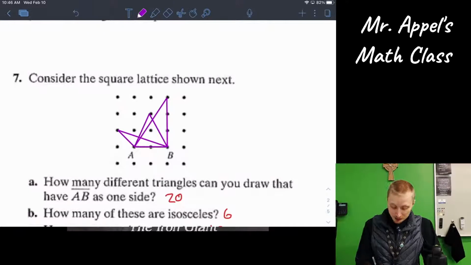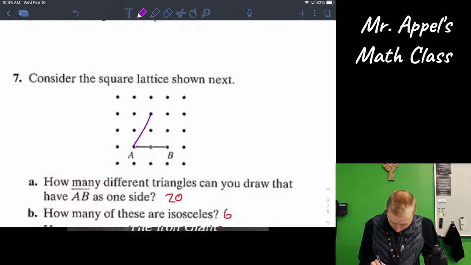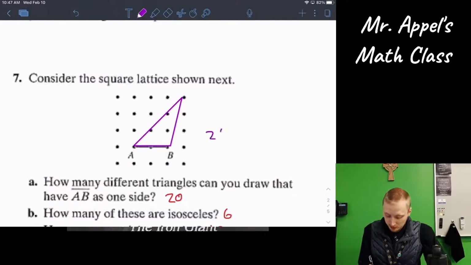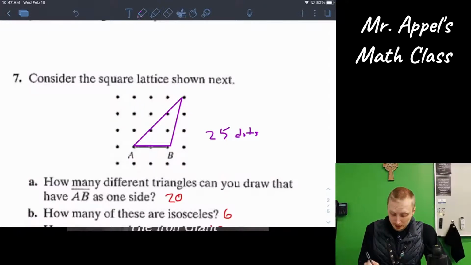Right? So really, I can take this to any other dot that is not already part of the triangle. And so quick multiplication would show 1, 2, 3, 4, 5 by 1, 2, 3, 4, 5. 5 times 5, there are 25 dots, right? Does that mean I can go to, and there should be 25 triangles?